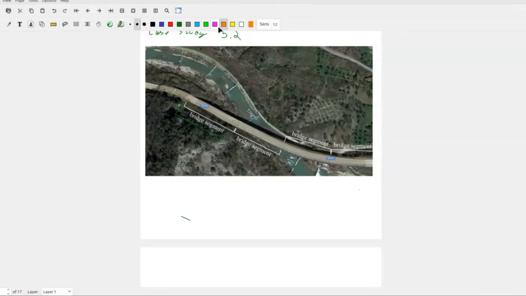Oh, let's go back to pink. That's not the pink we wanted. Okay.